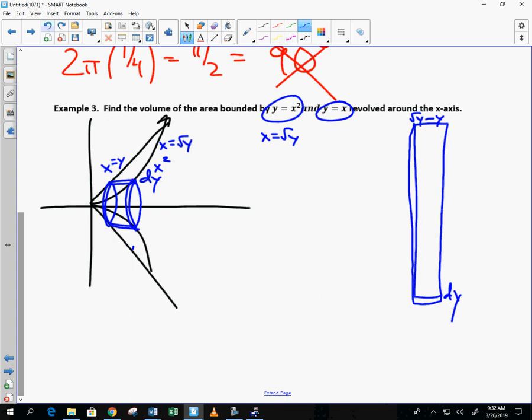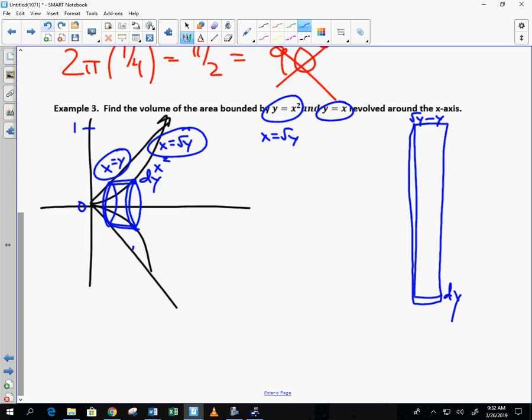Who could come up with the radius? It'd be y, right? So what we have to do is take your right minus your left. The right function is this one. The left function is this one. Has to be in terms of y. So root of y minus y. My bounds are going to be from 0 to 1. Everybody can see that it's 0 to 1, right?